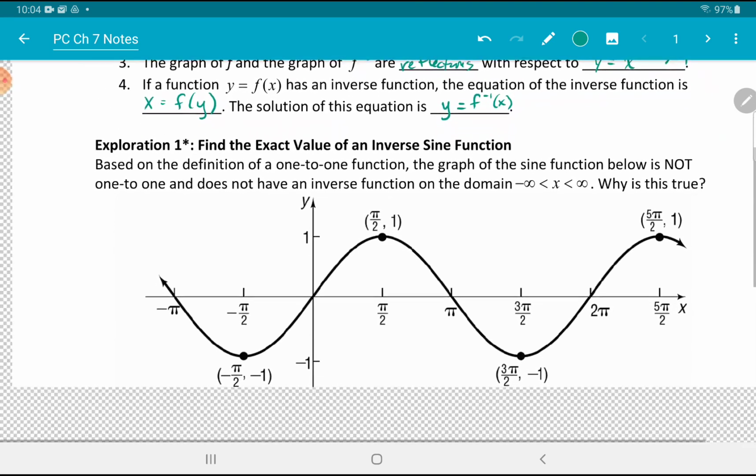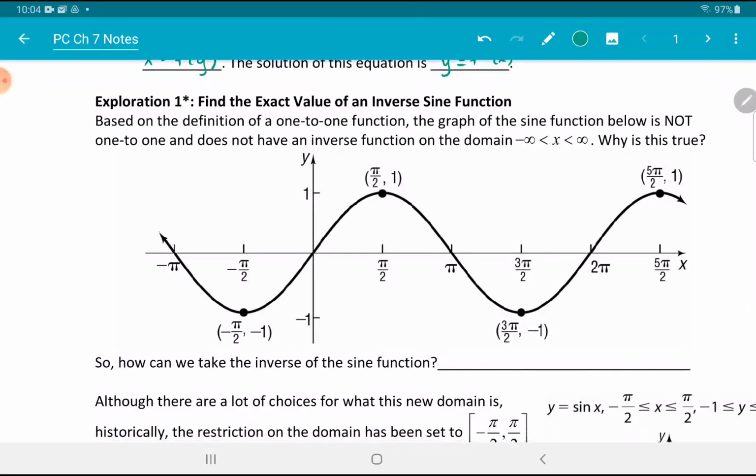Let's take a look at our sine graph here. Based on the definition of a one-to-one function, for the graph of the sine function below, remember informally what we're saying is that it has to pass the horizontal line test. If we try the horizontal line test, you can see that this is not going to have an inverse function because it passes our horizontal line multiple times. So it is not a one-to-one function and therefore does not have an inverse.